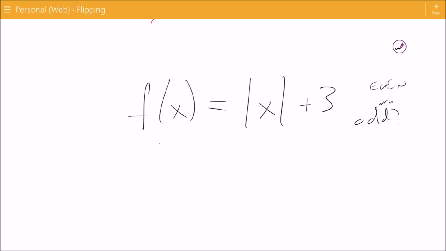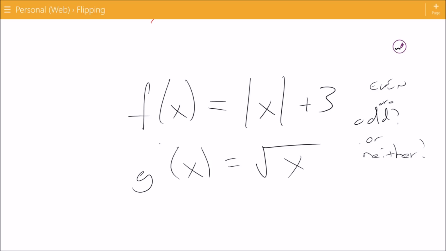And we can also take a look at g of x is equal to the square root of x. Even, odd, or neither. Is that a possibility? If it doesn't fit the rules, there you go.